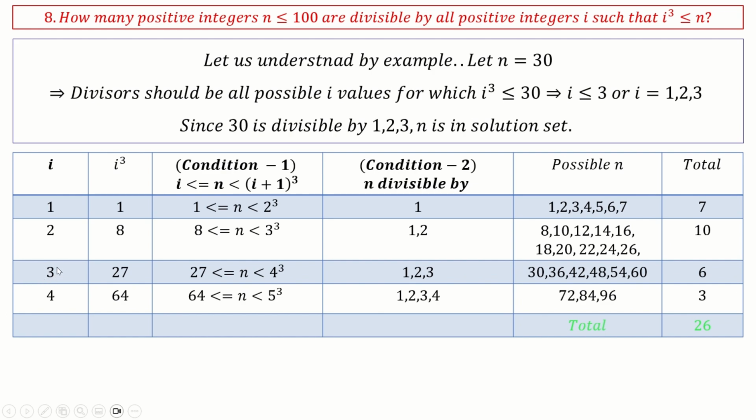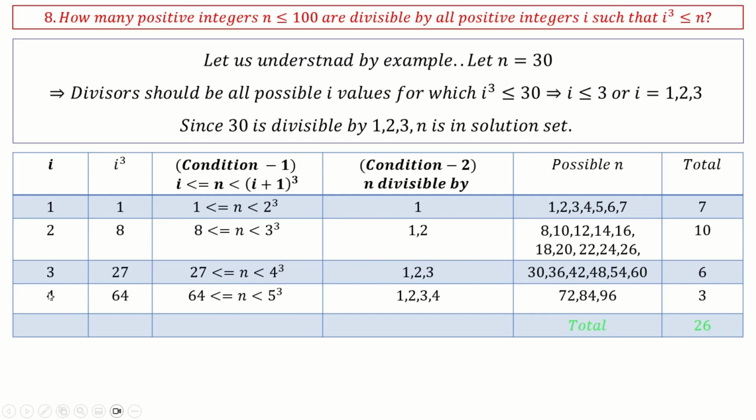Now if you take i equal to 3, i cube is 27. So 27 to 4 cube. 4 cube is nothing but 16 into 4, which is 64. Correct? So from 27 to 64, we need to look for numbers which are divisible by 1, 2, 3. That is 6, correct? 1 into 2 into 3 is 6. That means I should take numbers which are divisible by 6 starting from 27 up to 64. That is 30, 36, 42, 48, 54 and 60. These are the 6 numbers possible.